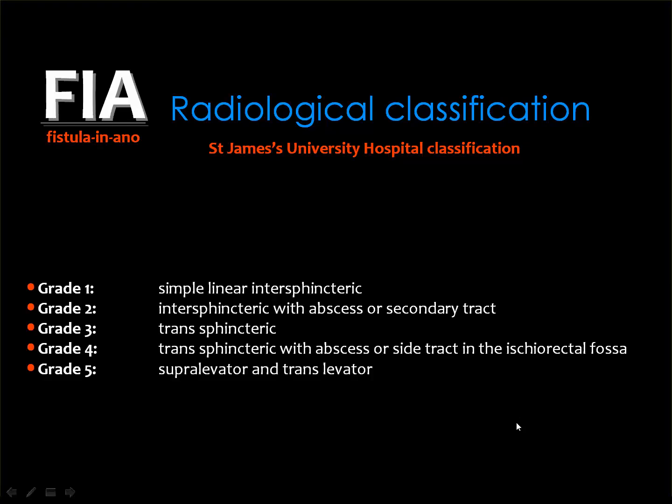They consider that the intersphincteric simple one-line fistula is grade 1. And if the intersphincteric fistula is associated with side branches or abscesses, it is considered grade 2. Then the simple transsphincteric fistula is grade 3. If the transsphincteric fistula is associated with abscesses or side tracts, this is grade 4. The suprasphincteric, the supralevator or translevator, is grade 5.